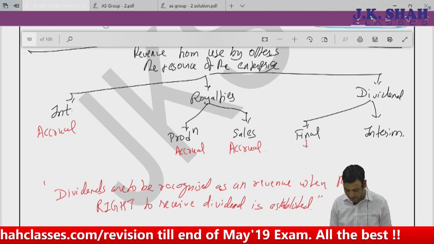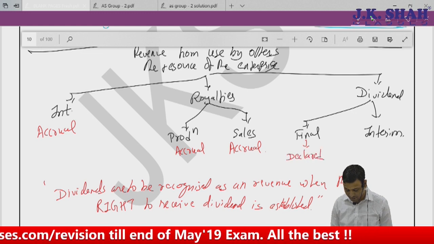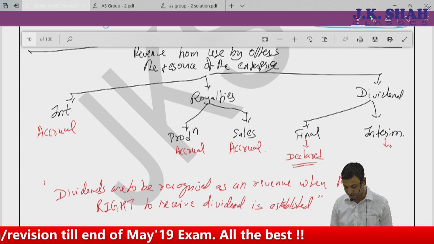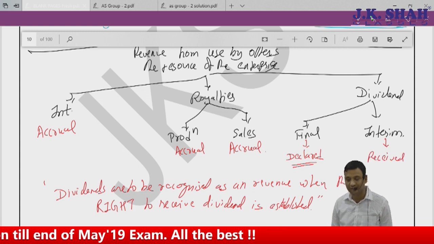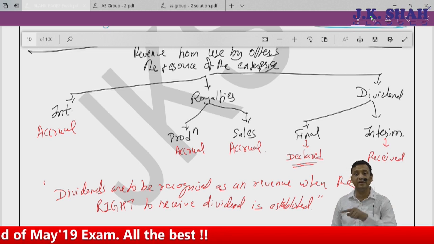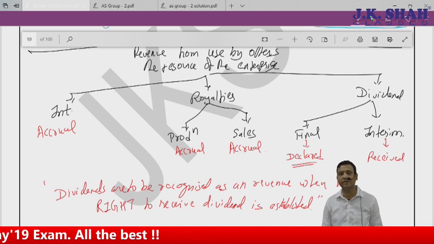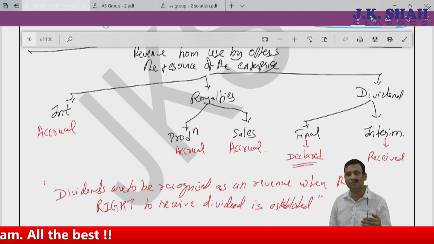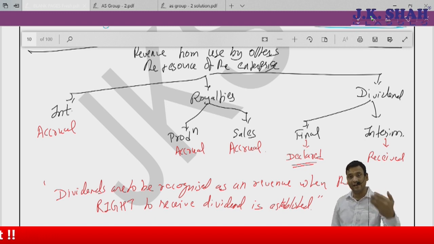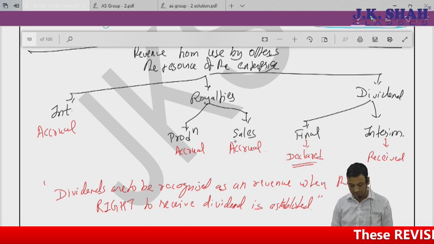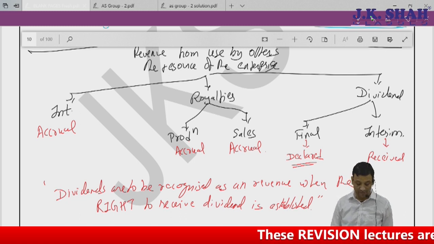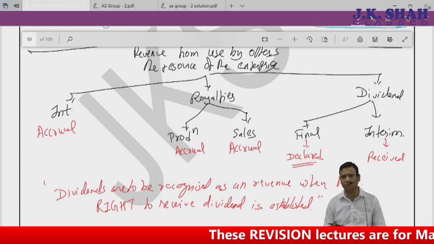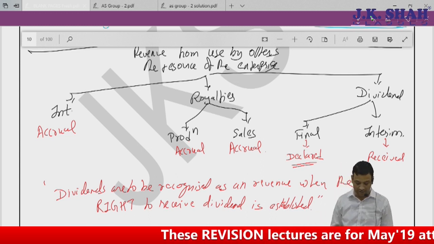Of course, in case of a final dividend, when it is declared, your right gets established. And in case of an interim dividend, when it is actually received, because an interim dividend is proposed, paid, and then ratified in the AGM; it is not declared. But a final dividend is proposed, declared in the AGM, and then paid. So when it is declared. Royalties on production and royalties on sales are both on accrual basis, as and when the royalty becomes receivable. Same way interest, on a time proportionate basis. Whatever time is over, you should recognize that much interest.